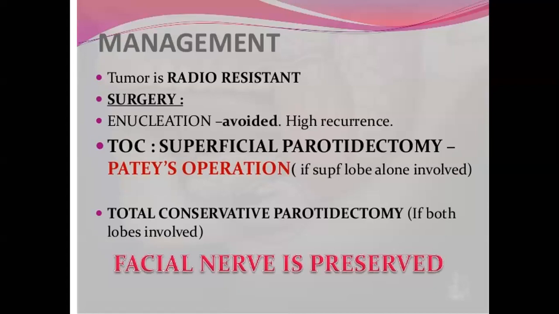Now, pleomorphic adenomas are radioresistant. Surgery is the treatment. Enucleation is avoided because of the high recurrence. So superficial parotidectomy is recommended. If it is a pleomorphic adenoma, we can go for the superficial parotidectomy. Total conservative parotidectomy if both lobes are involved, and we have to preserve the facial nerve.